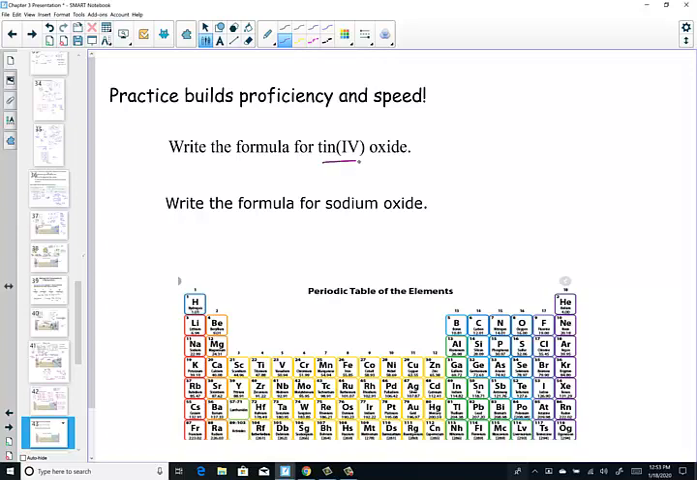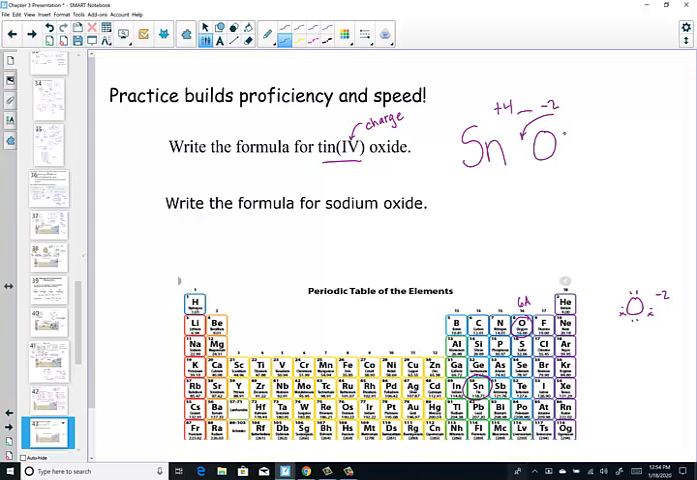Let's write a formula for tin, Roman numeral 4, oxide. The tin has the elemental symbol Sn. So I'm going to start by writing Sn. The Roman numeral indicates the charge, not how many you have, but the charge that it carries. That's a +4. Oxide is the element oxygen. We see that it lives in group 6A. Think what that means: 6 valence electrons, gains 2 more, giving it a -2 charge.